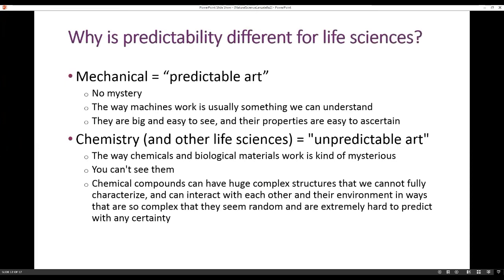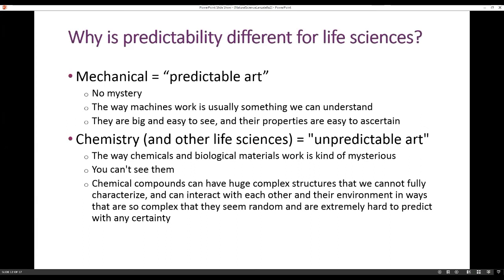Indeed, if you look back at legal writings, you'll see that there's a history, in fact, of referring to mechanical arts as predictable arts, and chemistry and other life sciences as unpredictable arts. And if we think about this, to some extent, this makes sense. Mechanical arts, there's really no mystery about what's happening in a machine. You can see it, you can hold it. There's really no part of it you can't characterize and completely understand. The way machines work is something we can see. Their properties are easy to ascertain.